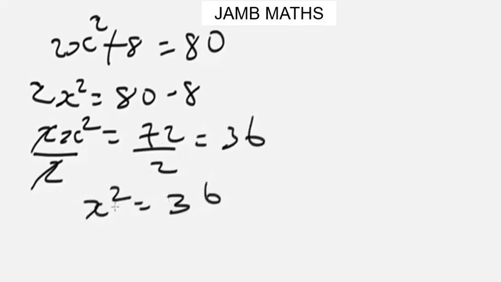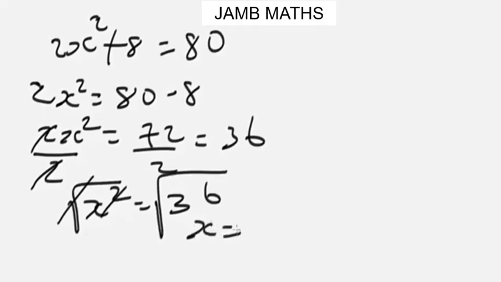So to make x the subject of the formula, you take the square root of both sides. When you do that, the value of x will be plus or minus 6. So that will be the answer to this question. But usually we take the positive value, which is 6. Okay, so that will be the answer to this kind of problem.